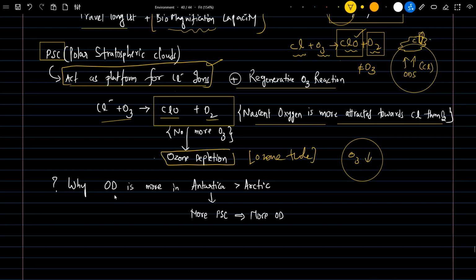So here understand why ozone depletion is more in Antarctica. Earlier I told that in the southern hemisphere ozone depletion is more because the major reason is that more polar stratospheric cloud is present in the Antarctica. More polar stratospheric cloud means there will be more ozone depletion, because more ClO will be formed.